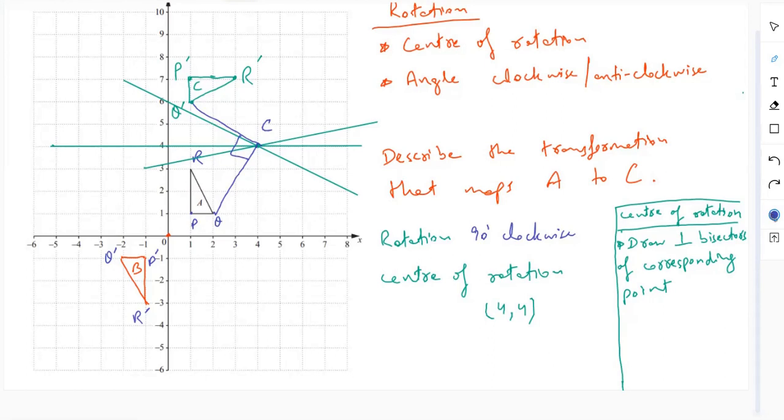Is this okay? Any issues with this? Minahil, if it was 270 degrees rotation, you should understand that 270 degrees clockwise, that's the same thing as saying 90 degrees anti-clockwise. You know how to do this, right?